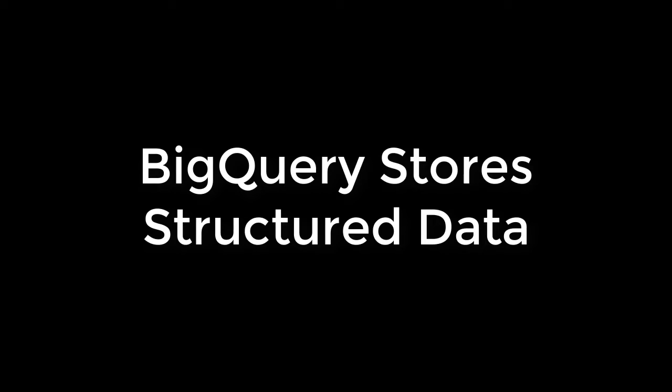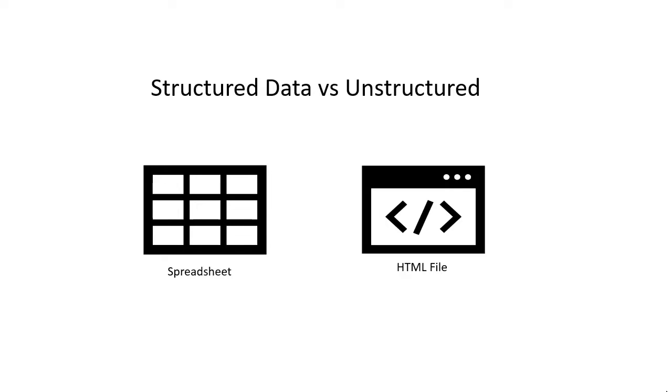In this lecture, let's discuss the type of data BigQuery stores. BigQuery stores structured data. An example of structured data is an Excel spreadsheet or a table in a relational database. An example of unstructured data is an HTML file. While an HTML file does have some structure, it takes quite a bit of effort to coerce it into the structure required by the table object in BigQuery.